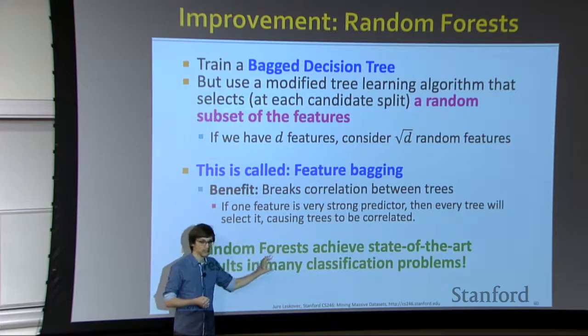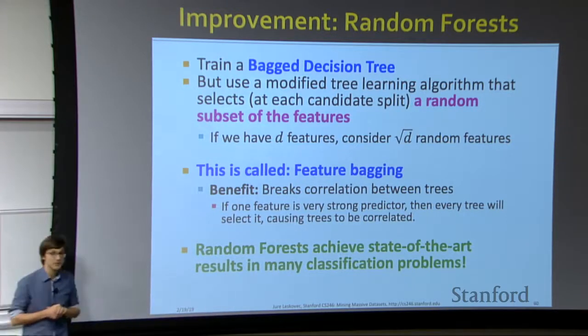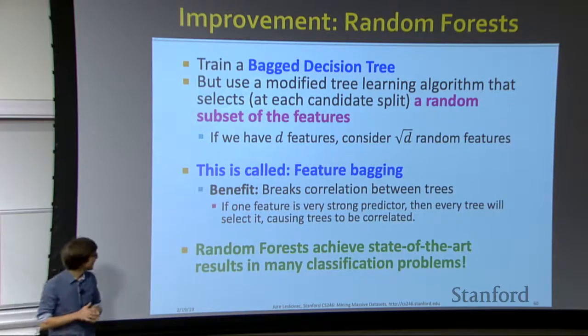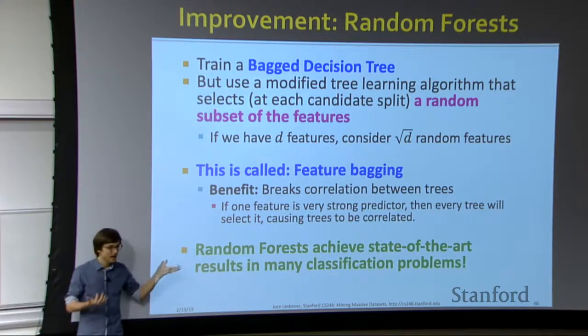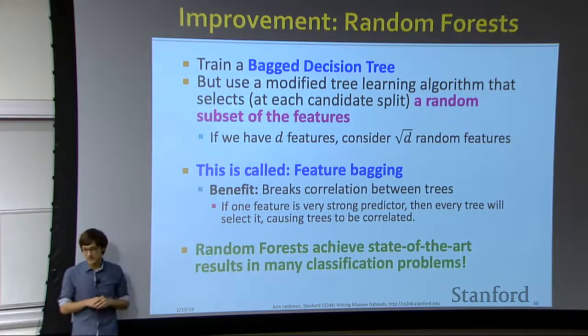And this is the state of the art on many classification problems with dense features. Because these methods are amazingly robust, amazingly scalable, and they allow us to break all kinds of symmetries in the data by using this kind of bagging and boosting techniques that minimize the variance in the data.